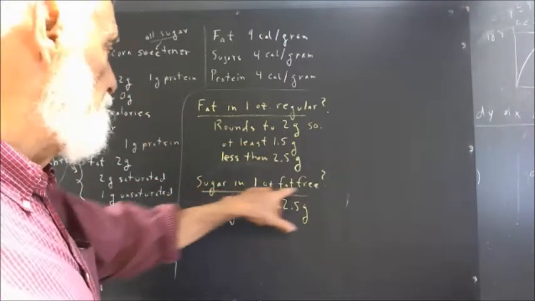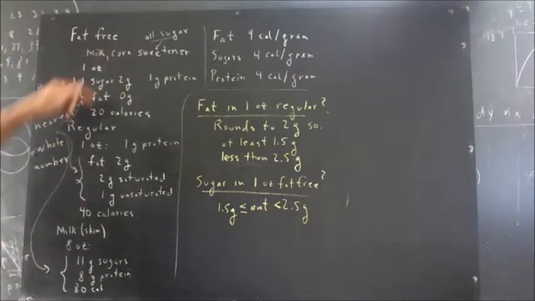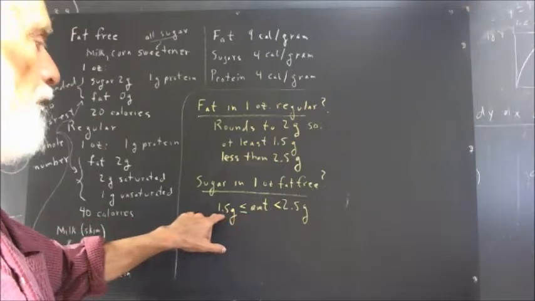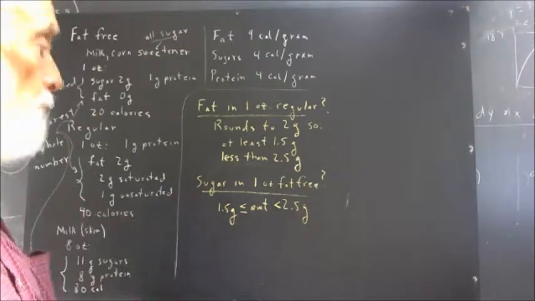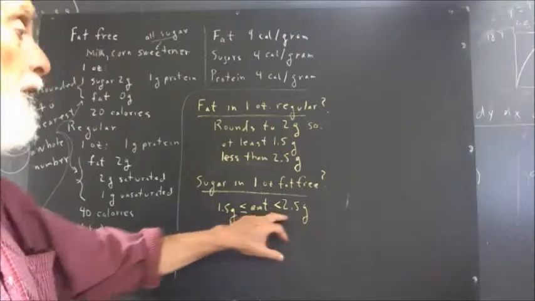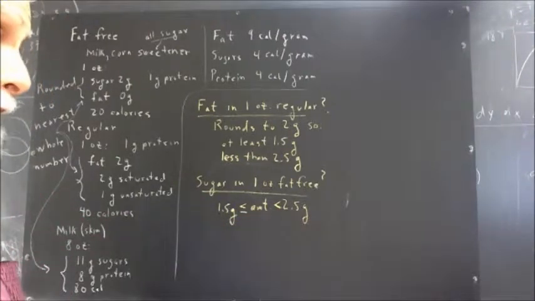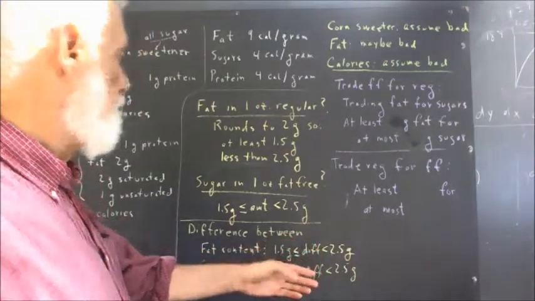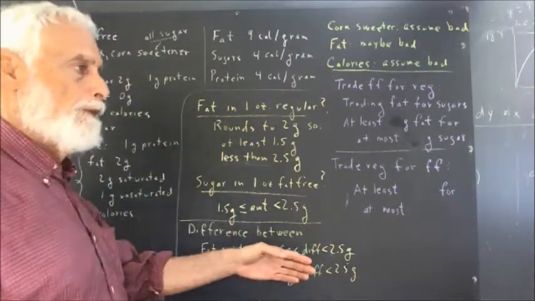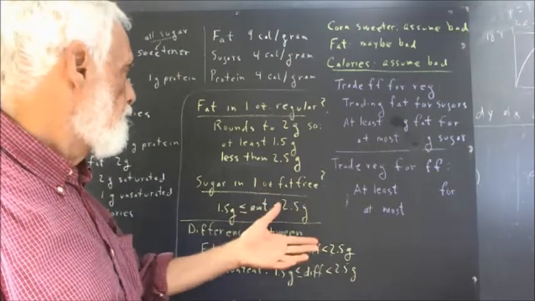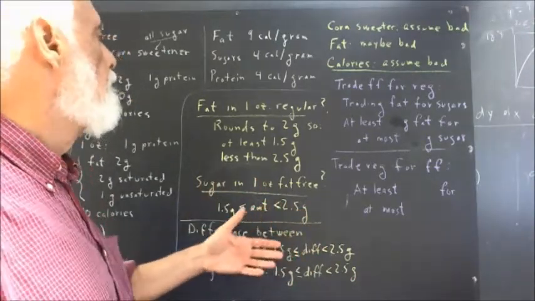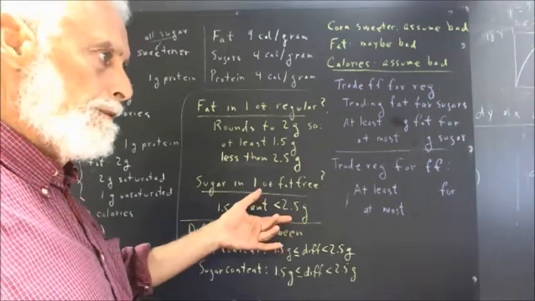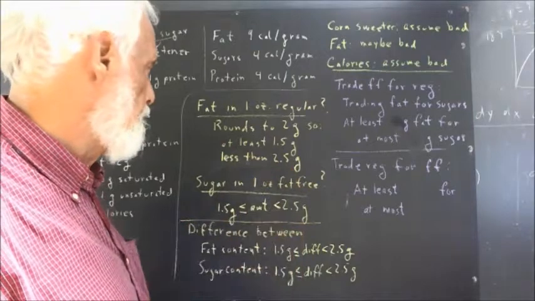How about the amount of sugar in 1 ounce of fat-free? Well, again, we have 2 grams here, so the amount of sugar is somewhere between 1.5 and 2.5 grams. Could be equal to 1.5 grams, has to be less than 2.5 grams. So the next question is, what's the difference between these two, between fat-free and regular, between the fat content and between the sugar content?